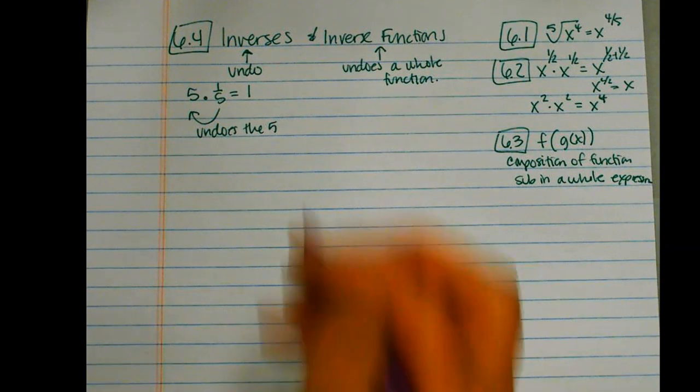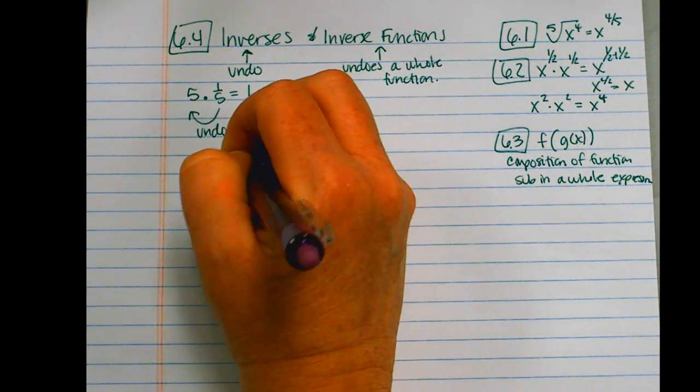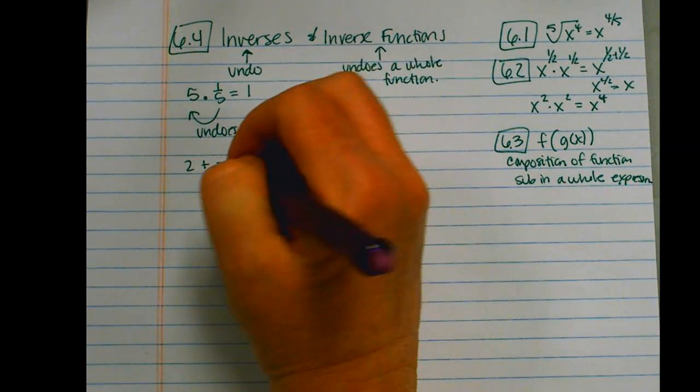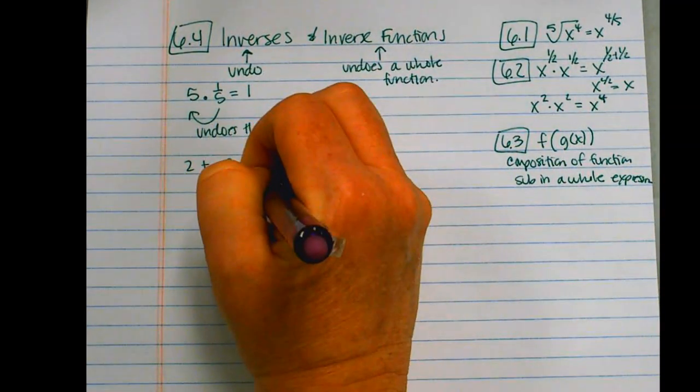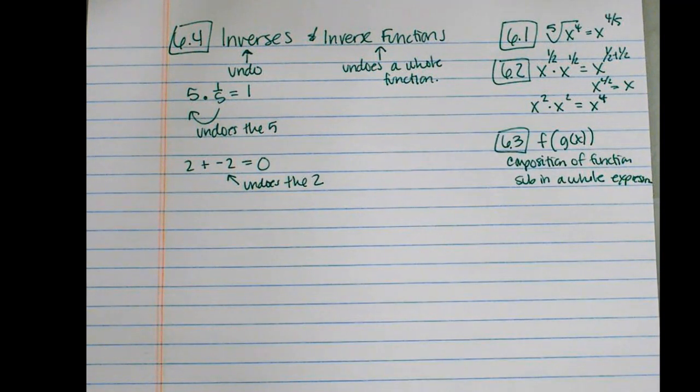If you have 2 plus -2, you get 0. You get the identity for addition. The -2 undoes the 2. And that's what we're looking at for inverses.